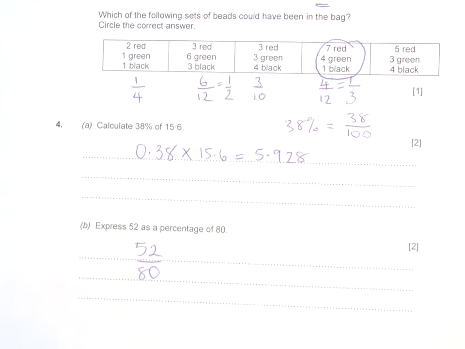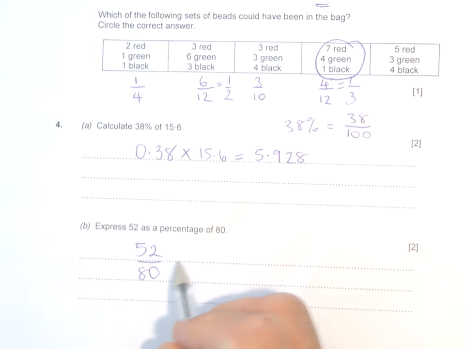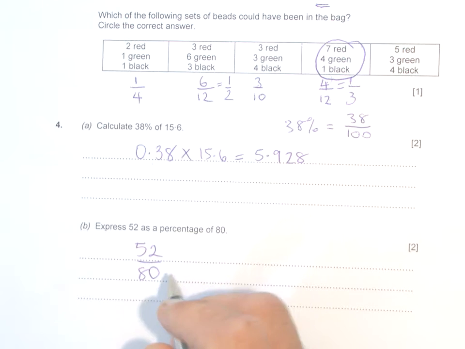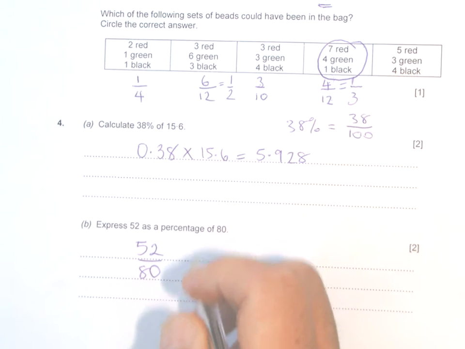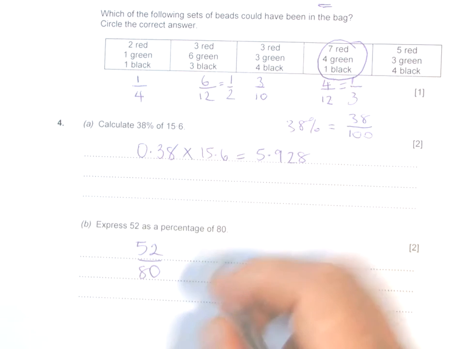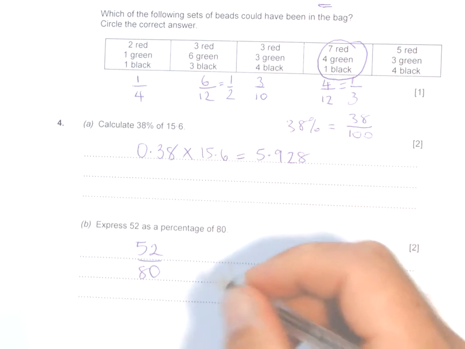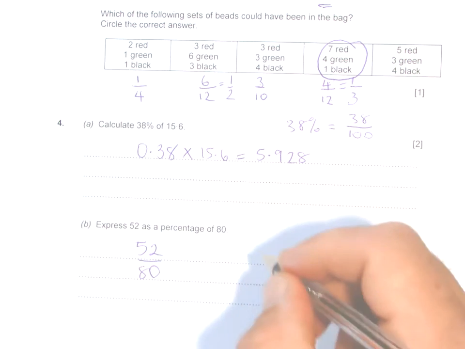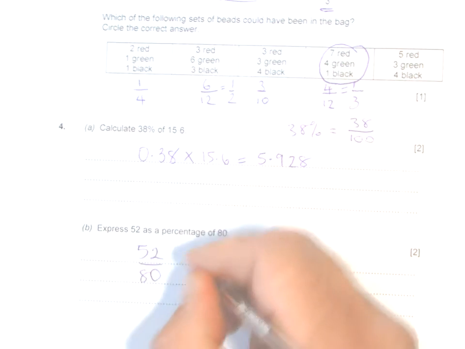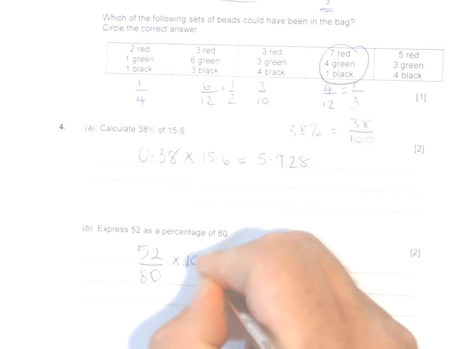Now, on a non-calculator paper, we would teach you to scale it. So we're trying to find an equivalent fraction that's out of 100. Of course, it's quite difficult to do that when you've got 80 on the bottom. And you don't need to do that with a calculator paper. With a calculator paper, you just simply use the basic rules we've learned before. To change a fraction into a percentage, you just times by 100.